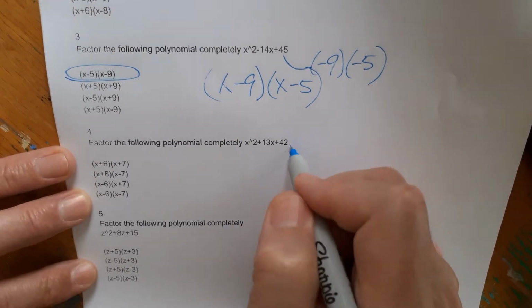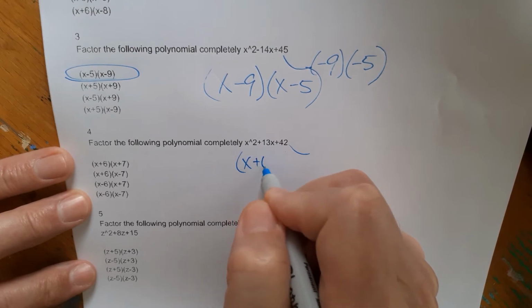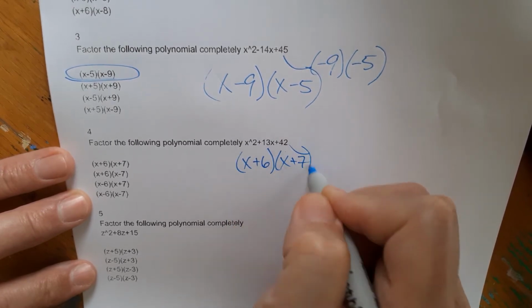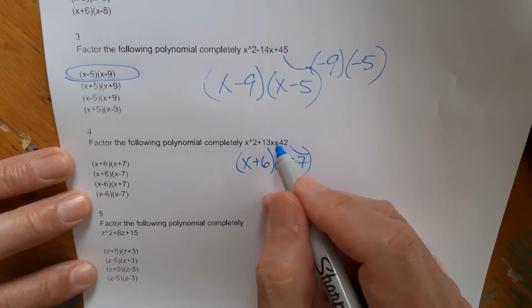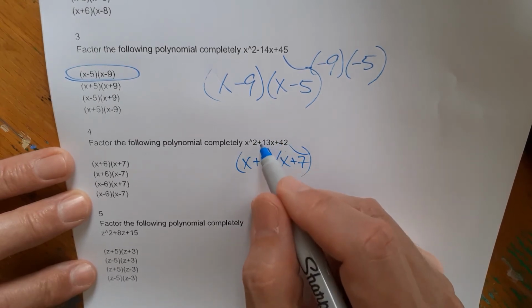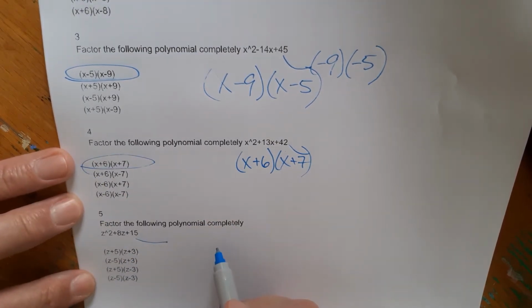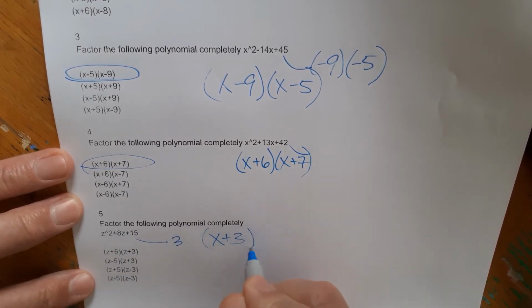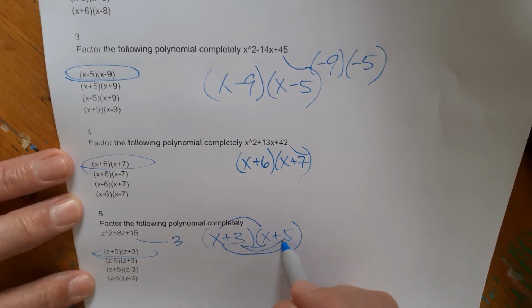Go to the next. How about 6 times 7? And that is 13. And they're both positive. So x plus 6, x plus 7. Even the signs are easy for me because I don't have to do any negatives. It's positive here for both, and it's positive here for adding. All right, 15. 3 times 5, right? And they're both positive. x plus 3 times x plus 5. Just do FOIL, reverse it: first, outside, inside, last, to see if it works, right?